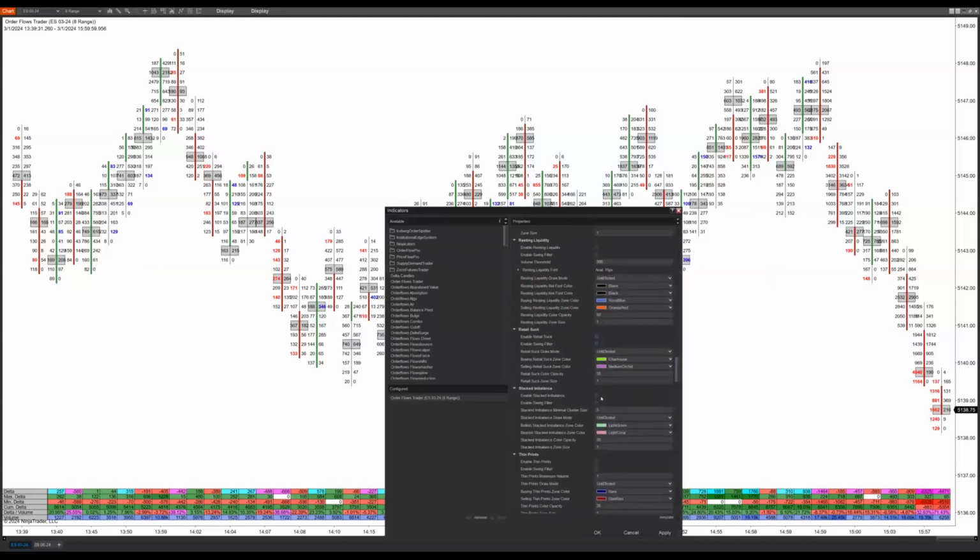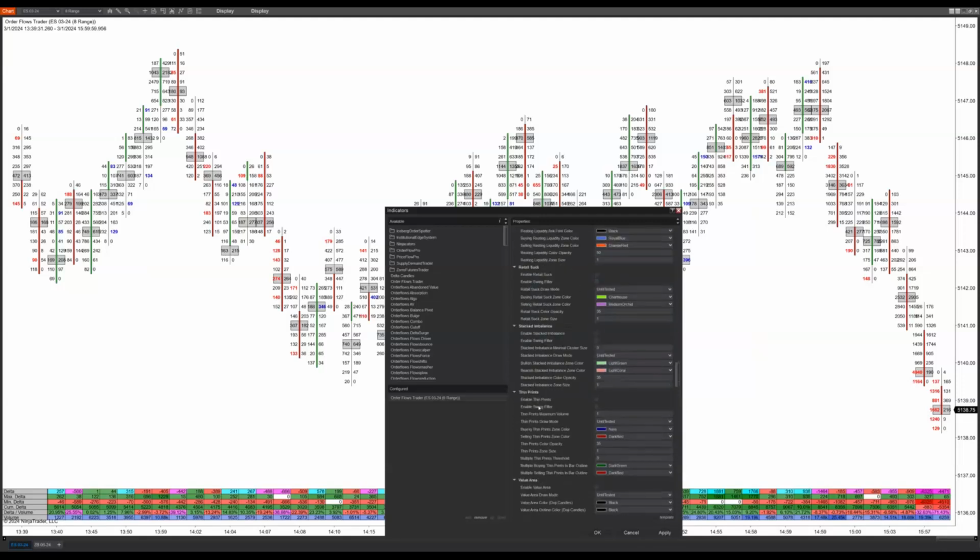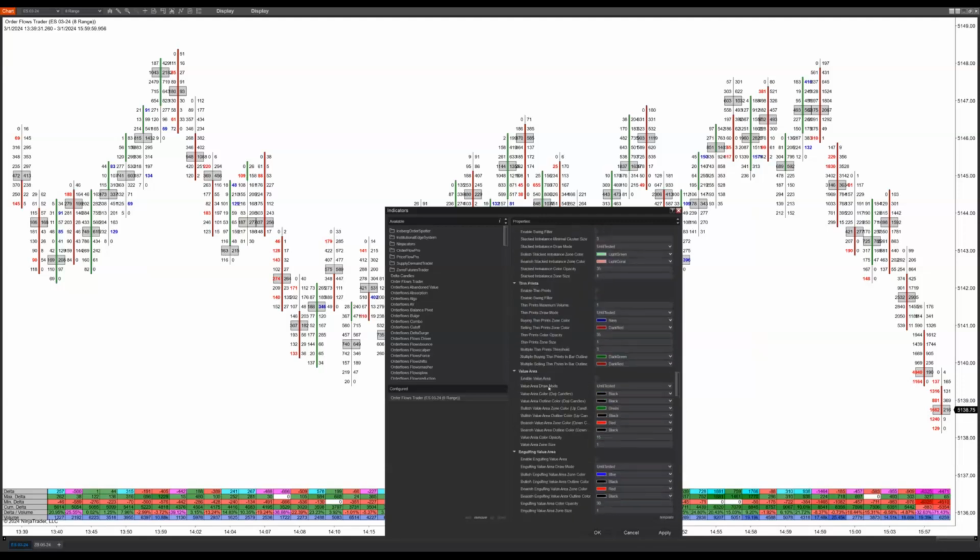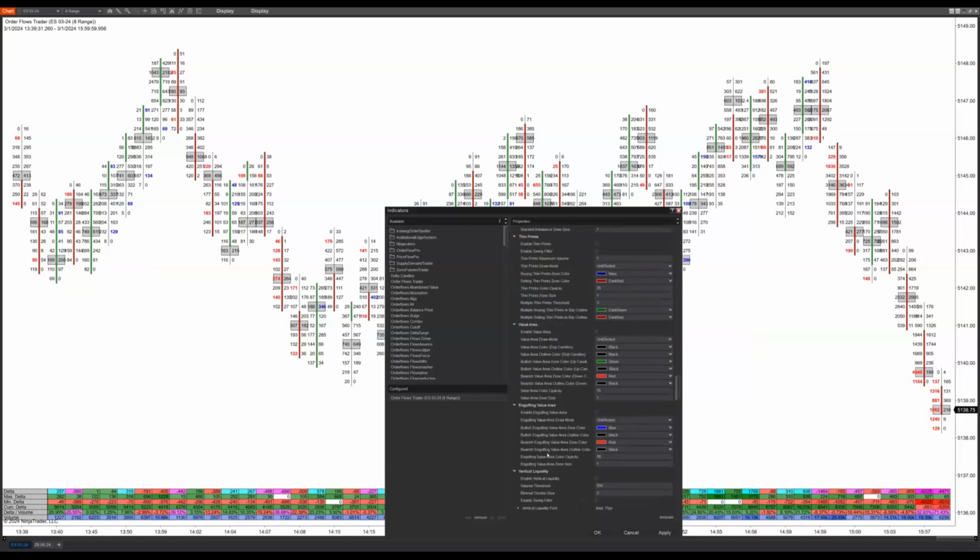Stacked imbalance, don't need to explain. We did add the swing filter on there. So if you're looking at stacked imbalances at a swing high or swing low only. Same with thin prints, we've added the swing filter. Value areas, no change. There's no swing filter to the value areas. Every bar has a value area. You're not just going to look for bars that have a value area to swing high. I mean, every bar has one. It's based on volume. Same with engulfing value.